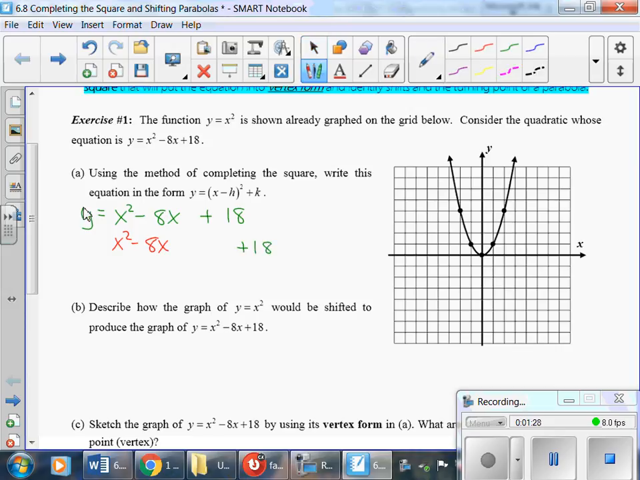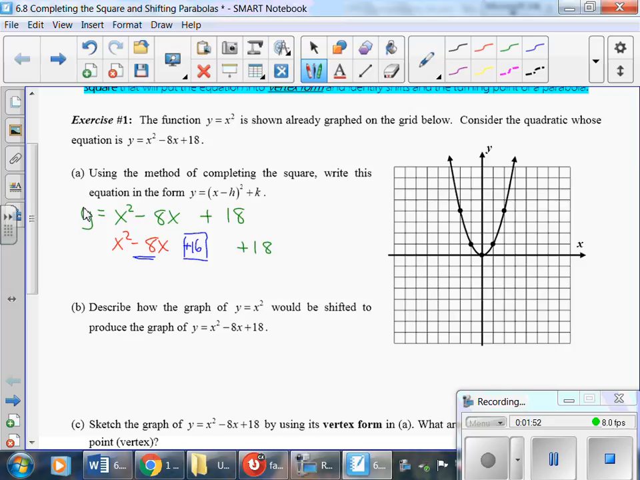So when we're trying to find this last piece to complete the square, we're going to take half of our linear term, which is negative 4, and square it. You're going to notice that that term is always going to be positive because it's either a negative times a negative or a positive times a positive. So we're going to take half of it and square it, which means we're going to add 16.